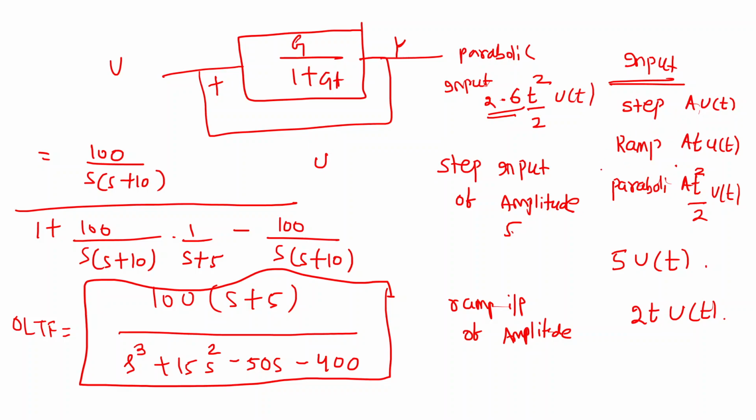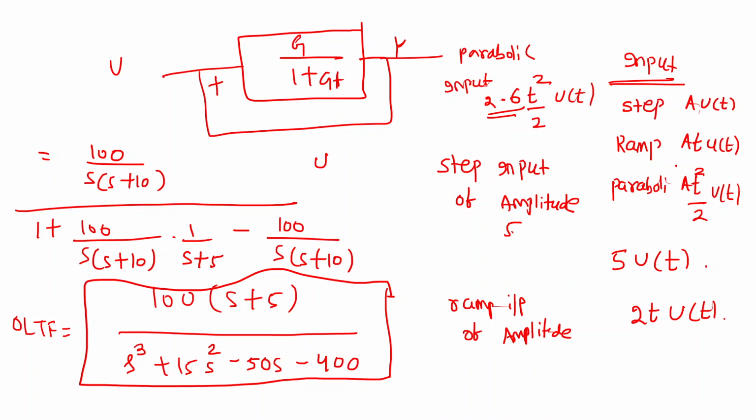Okay, so once you clear that the steady state error depends upon the input, first of all you identify what type of inputs are there, and what is the amplitude, what is the value of a. This is the most important point while finding out the steady state error.